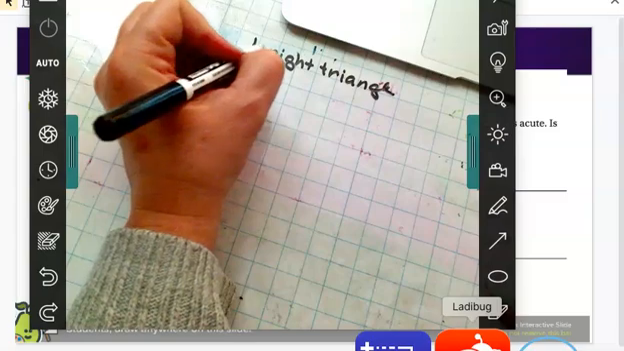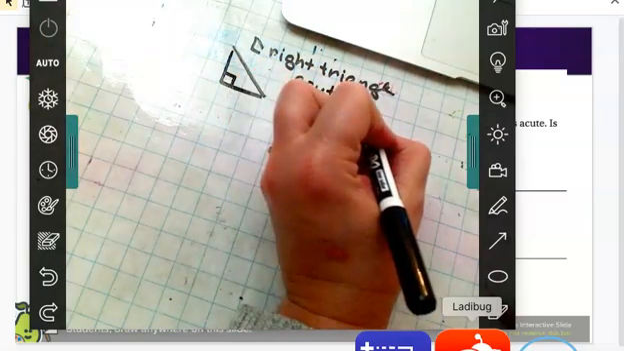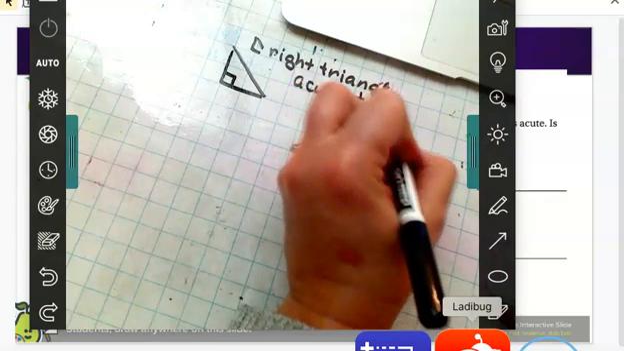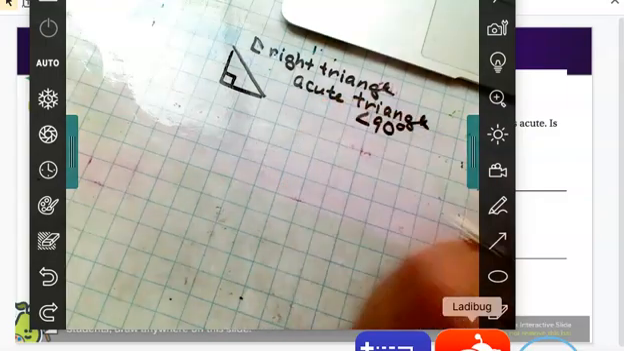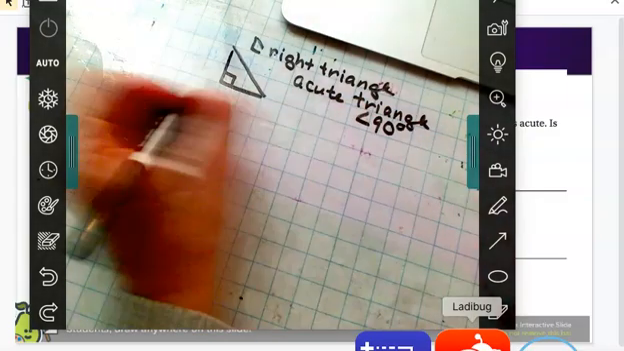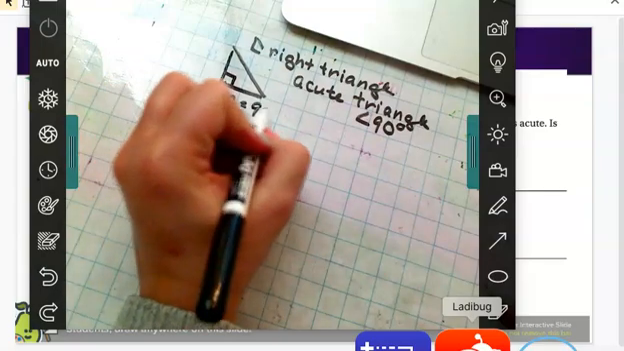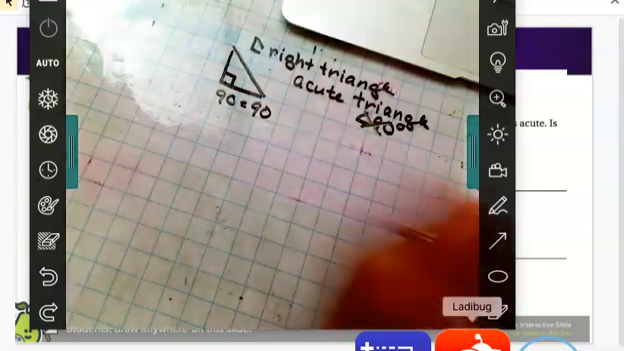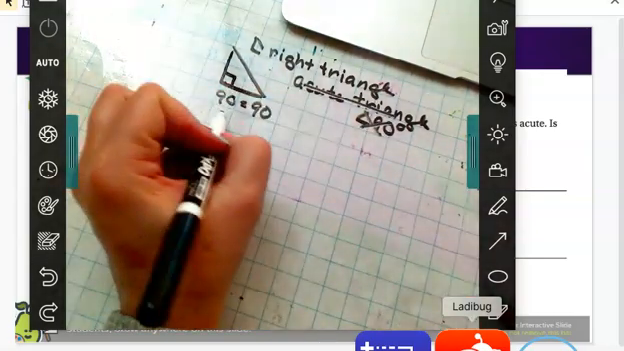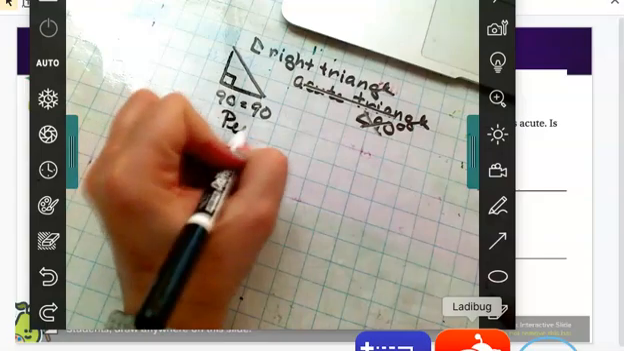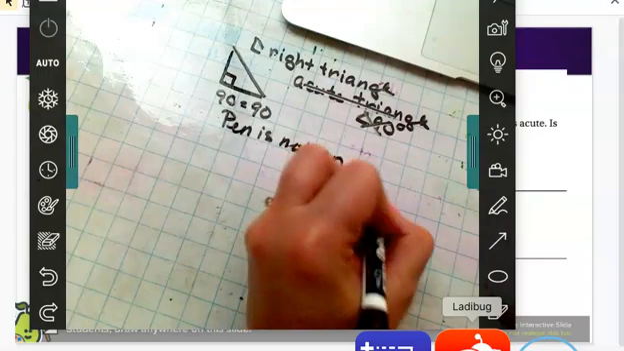Absolutely. Check off. But to be an acute triangle, every angle in the triangle has to be less than 90 degrees. Well, this one is 90 degrees. So it's not less than 90 degrees. So this is not an acute triangle. So what's your solution statement? The pen is not an acute triangle.